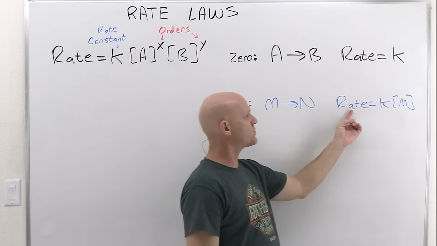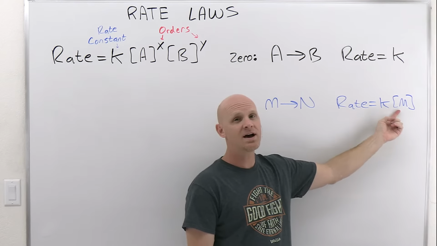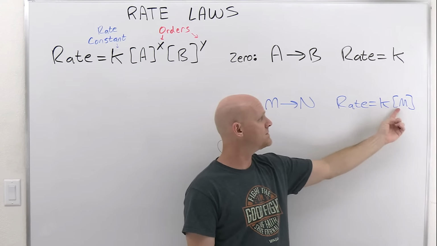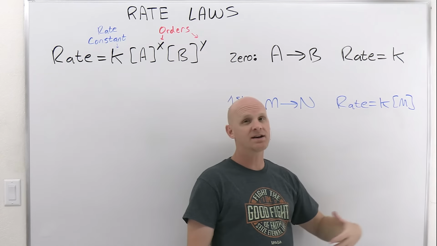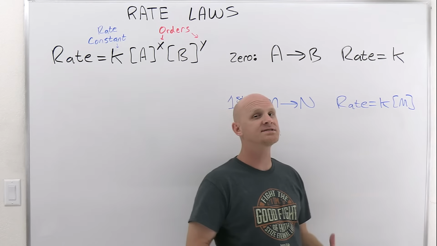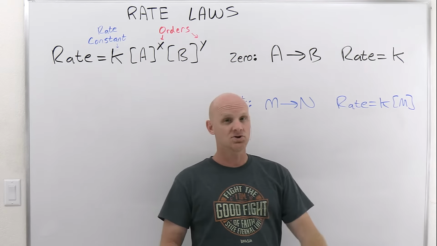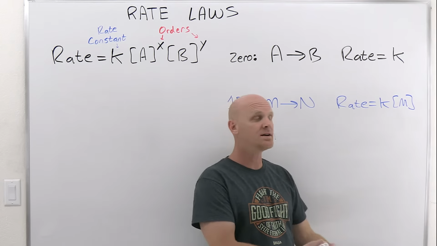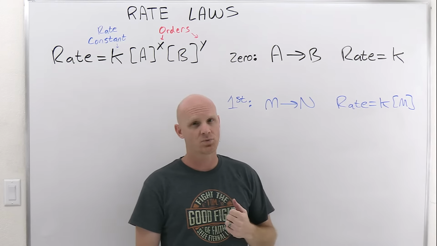What you see here is that the rate is proportional to the concentration of M. If you double the concentration of M, it doubles the rate. Notice if I have 1 molar M, well, 1 times k is k. Then if I do a second trial using twice the concentration of M, so 2 molar M, well, 2 times k is 2k, and 2k is double the value of 1k. So doubling the concentration of M doubled the rate of the reaction.